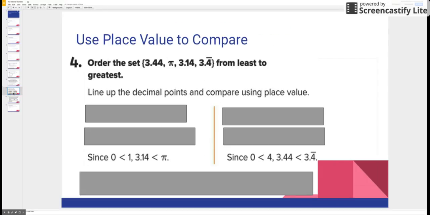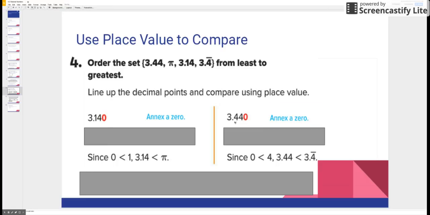You could also use place value to compare rational numbers. If I asked you to order the set of 3.44, pi, 3.14, and 3.4 repeating from least to greatest, well, that looks kind of tricky because a lot of them have 3s and 4s in them. So let's start off by lining up the decimal points and comparing using the place value. So I'll start off with the 3.14. We'll just add a 0 to it. Here's a 3.44. We're going to add another 0 to it.